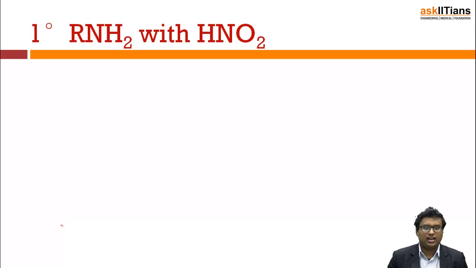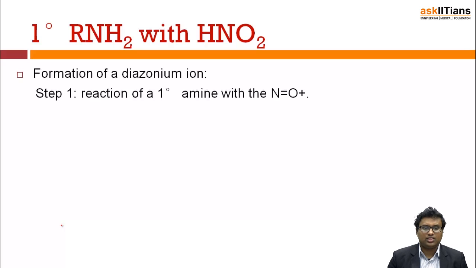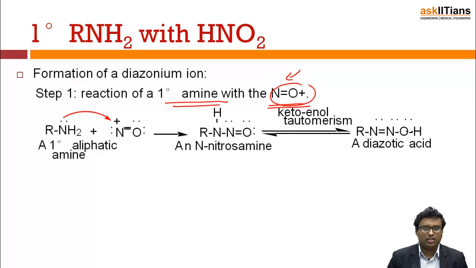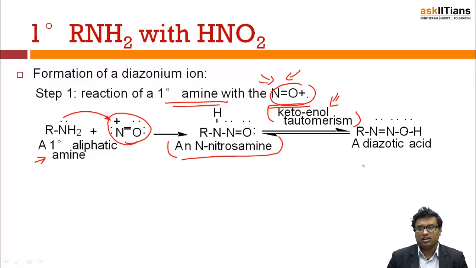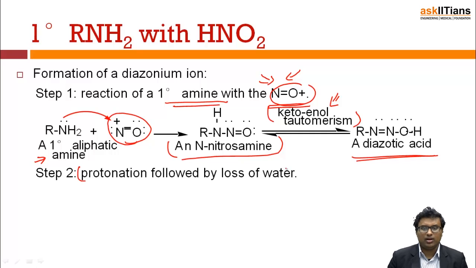Next, 1 degree amines with HNO2: formation of diazonium ion is step 1. Step 1 is a reaction of 1 degree amine with the electrophile, which is NO+. So if I have a 1 degree aliphatic amine with this electrophile, you will get a nitrosamine, and afterwards keto-enol tautomerism takes place and you will get a diazoic acid. Protonation is followed by loss of water. This is important, right? You know that protonation is always followed by loss of water.